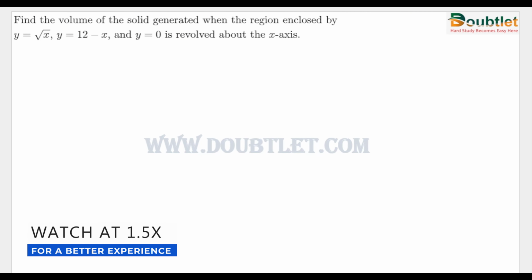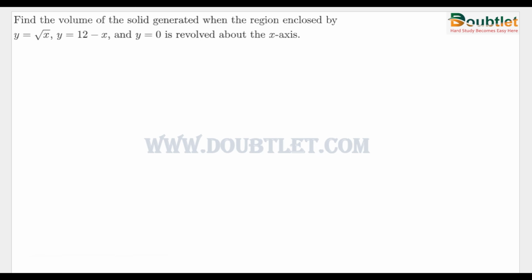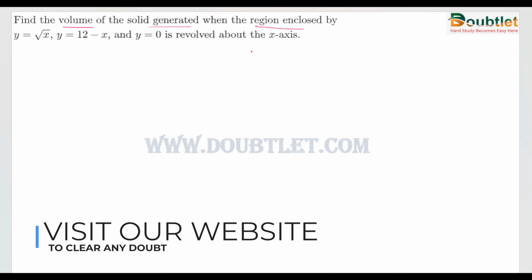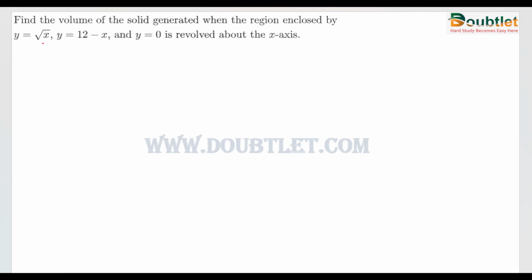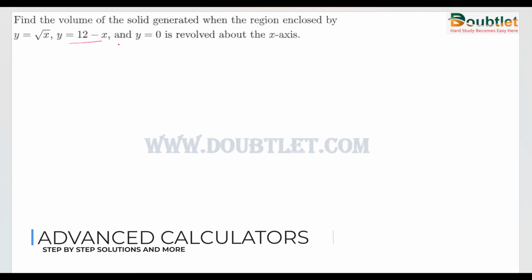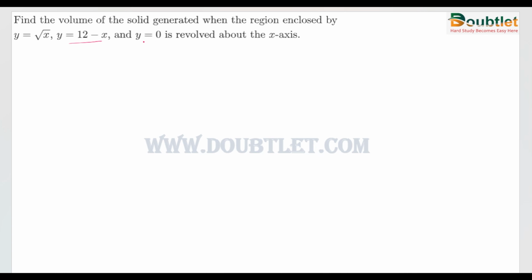So in this video, we are going to solve this question: we have to find the volume of the solid generated when the region enclosed by the given curves is revolved around the x-axis. So first we will draw the area bounded by these curves. So this is y = √x, y = 12 − x, which is a straight line, and this is the equation of the x-axis.